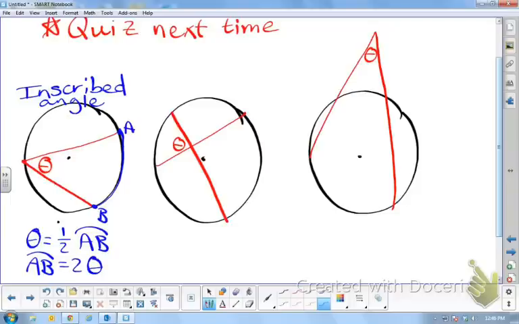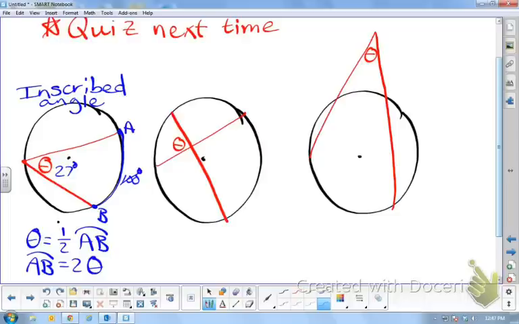So for example, if arc AB was 100 degrees, I would use my first formula. I'd say, well, theta is half of that, so theta is 50 degrees. Or if I knew theta was 27 degrees, and I wanted to find the arc, I could multiply that by 2. Arc AB would be 54 degrees.